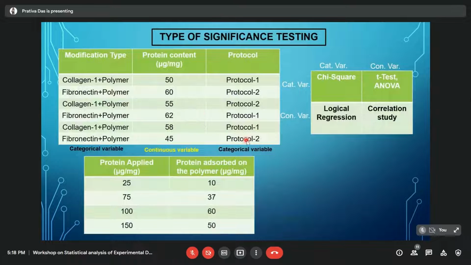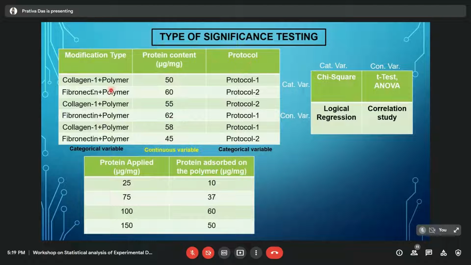Now let's consider this situation where you have a polymer and you want to modify the surface of the polymer, or chemically modify the polymer, with different kinds of proteins. Let's consider you have two different kinds of proteins, and after this experiment you calculate the amount of protein that actually got absorbed on the polymer surface. Here the number you are getting is called the continuous variable because it's quantifiable, and these are categorical variables.